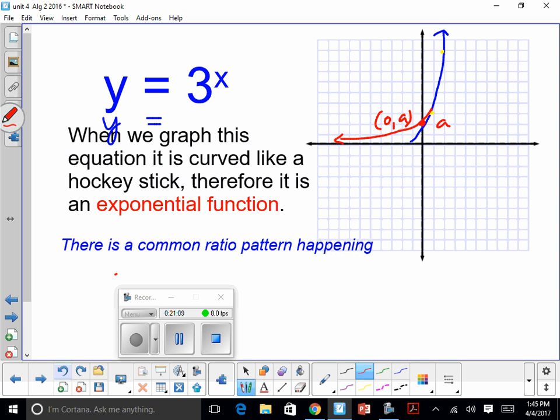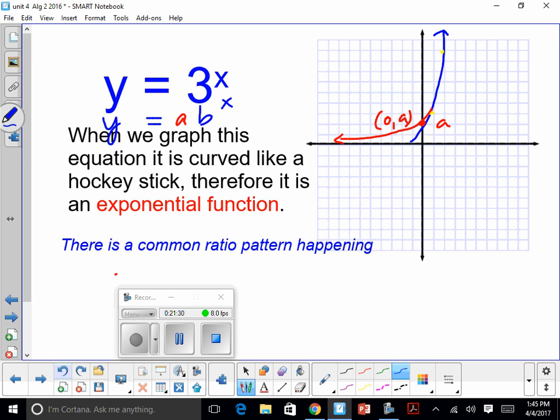Y equals ab^x. This is a puzzle. Those who put puzzles together, there are some puzzles that are 500 pieces, some puzzles that are 100 pieces. There are some that are 1,000 pieces. This puzzle only has 2 pieces, the A and the B. The Y, you don't have to change it. The X, you don't have to change it.